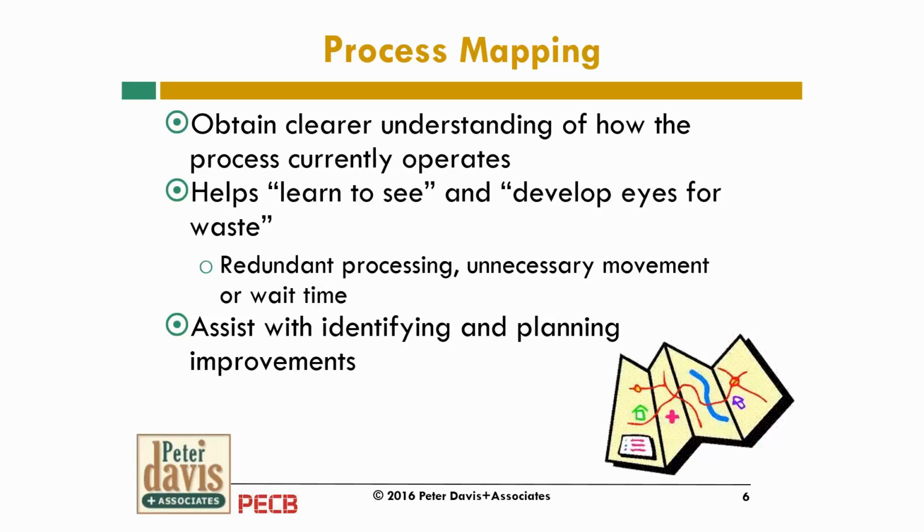By putting something down on paper and sharing it with the people who are involved in the process, it allows us to see where there might be waste or problems in the processes themselves. We might notice redundant processing, or a lot of times we see that there's unnecessary movement. You know, we're sending it from one group to the other group and then back to the first group when we don't necessarily have to do that.